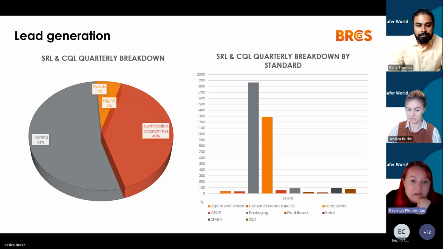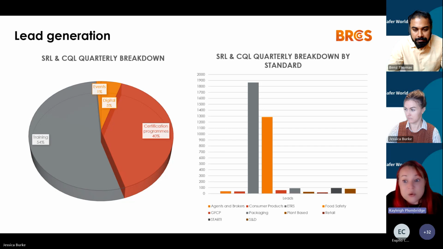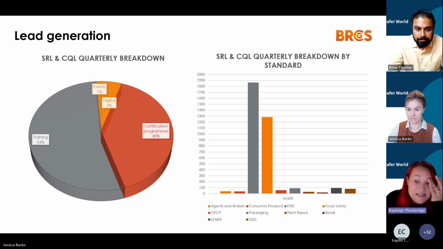The graph on the right there is a breakdown in terms of certification standards. There's lots of fluctuation in this on a monthly basis, and it all depends on the campaign activity that we've been running and what's going on at the time. But as you can see here, in the last quarter the ETRS leads, which is the ethical standard, have been the highest, which isn't a surprise as we've had lots of launch activity going on with the new issue earlier this year. It's then followed by food safety and STAR, which fits the pattern of our campaign activity. Next slide, please.